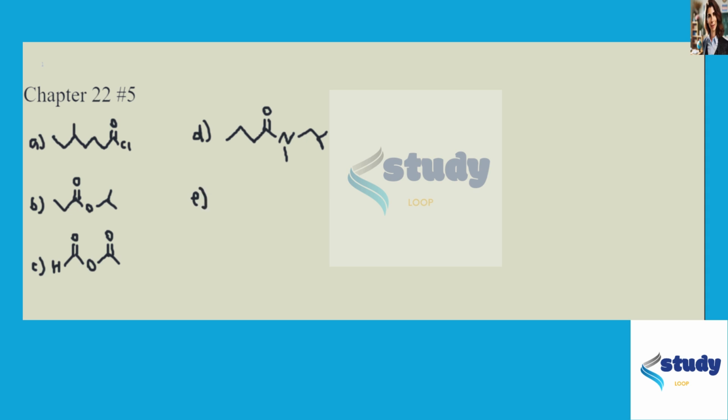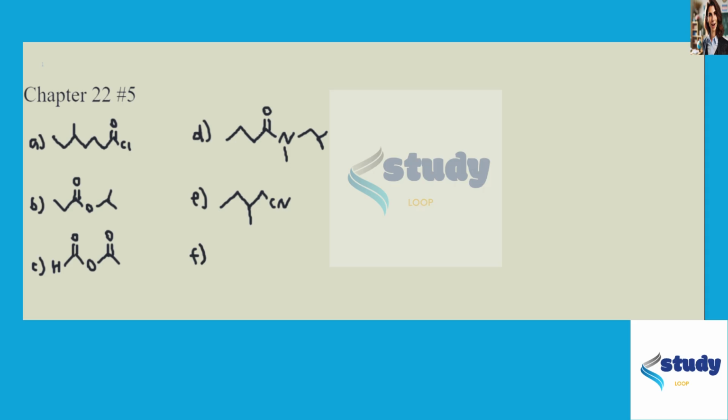For E, we have 3-methyl pentane nitrile. Okay, so pentane nitrile is going to be 1, 2, 3, 4 nitrile. So that our carbon 1 is going to be the nitrile carbon. And so then we'll have 4 more for that pentane chain. And then we have a methyl group at carbon 3. And so there that is.